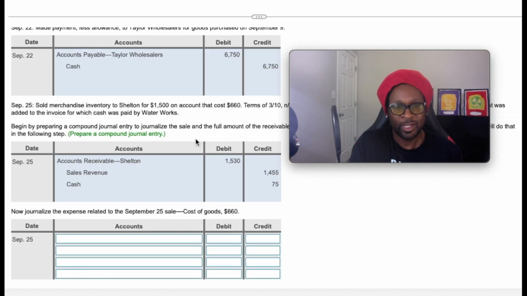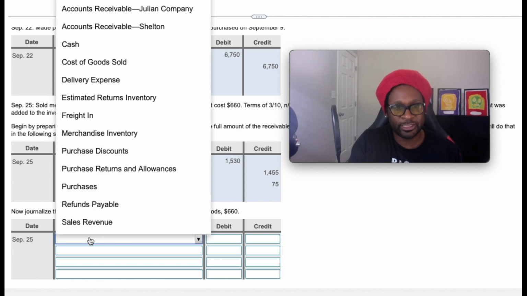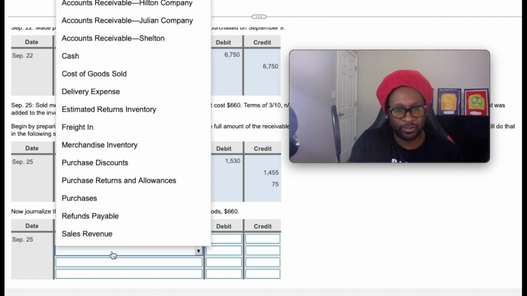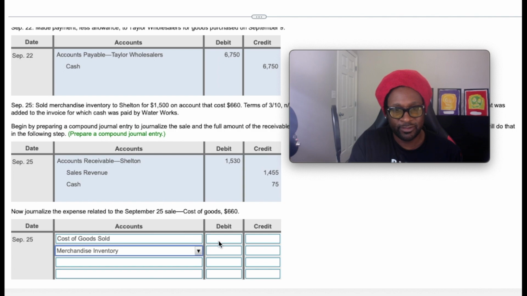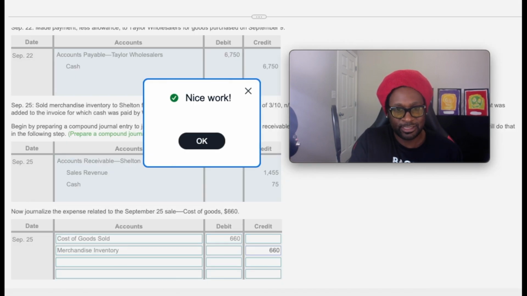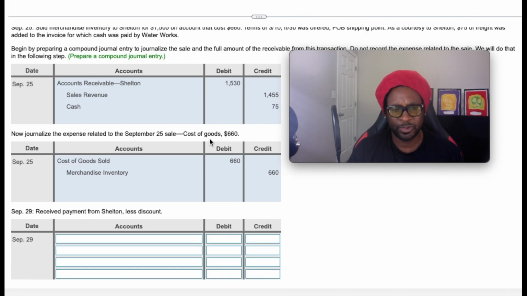Well done, gang. But remember, we're not finished because we have to recognize the cost of goods sold for this actual sale. So we're going to debit cost of goods sold and credit merchandise inventory for the $660. We're going to check our answer. Nice work, gang. September 29th, received payment from Shelton, less discount.